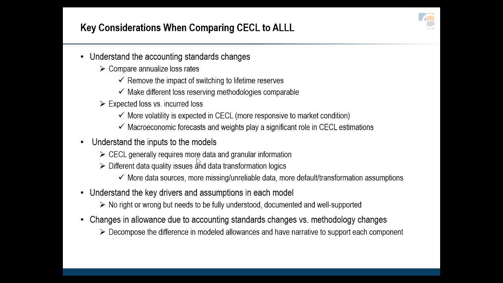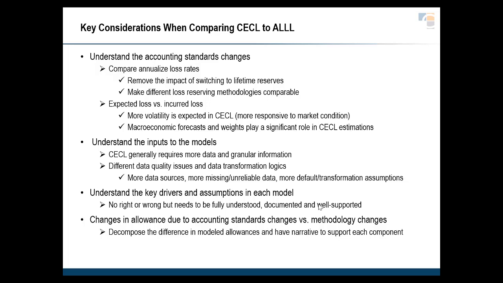Secondly, the differences in model inputs could also impact the loan loss reserve estimations. CECL generally requires much more data and granular, sometimes loan-level information. In case internal data is not sufficient, external industry data could also be leveraged. Different data sources, data quality issues, and transformation logics would all result in differences in the reserves.